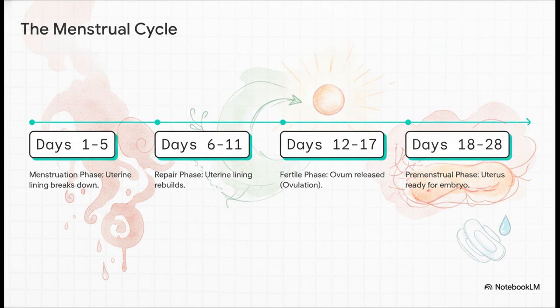These structures are all regulated by the 28-day menstrual cycle. It kicks off with the menstruation phase from days 1 to 5, which is simply the breakdown of the uterine lining. That's followed by the repair phase from days 6 to 11, where the lining thickens back up with blood vessels. Around day 14, right in the fertile phase, a mature ovum is released. Finally, the premenstrual phase from days 18 to 28 sees the uterus richly supplied with blood, completely prepped for a potential embryo. And it's definitely worth mentioning, maintaining personal hygiene during this cycle is totally vital to prevent infections.